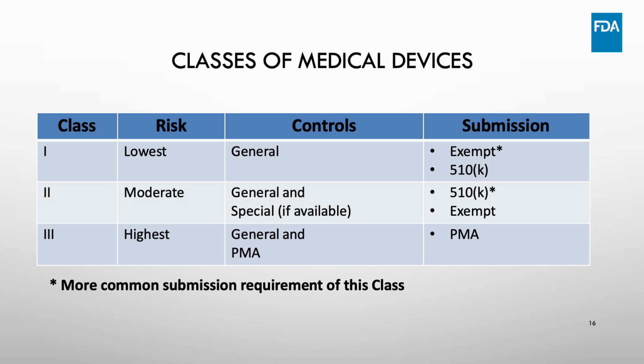For example, Class 1 devices generally present the lowest level of risk. They are subject to general controls only, and most are exempt from pre-market submission. But some may require a 510(k).